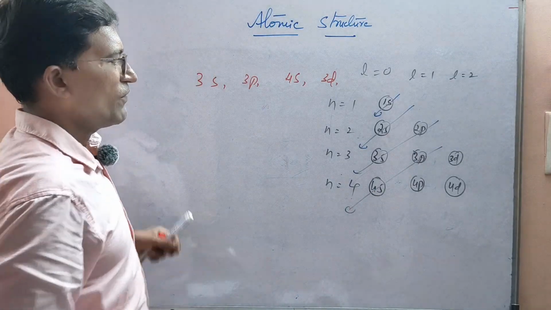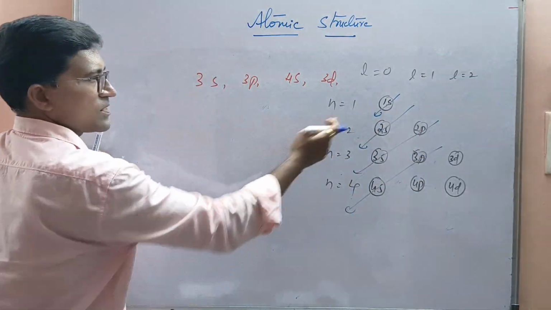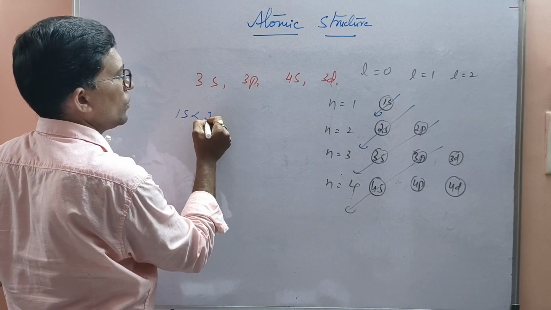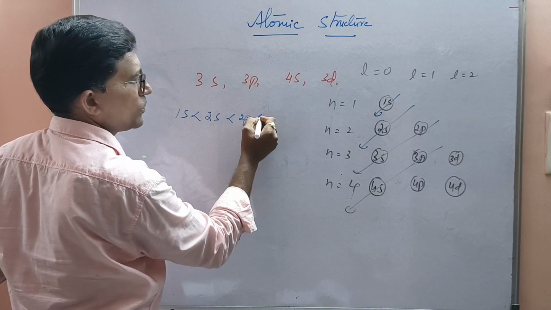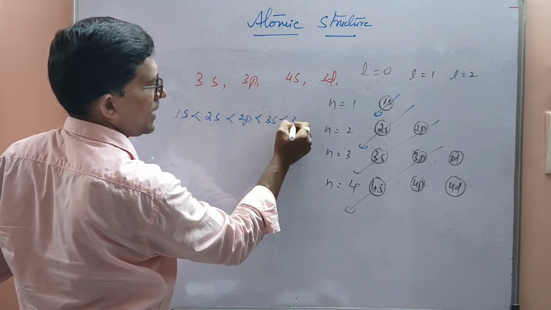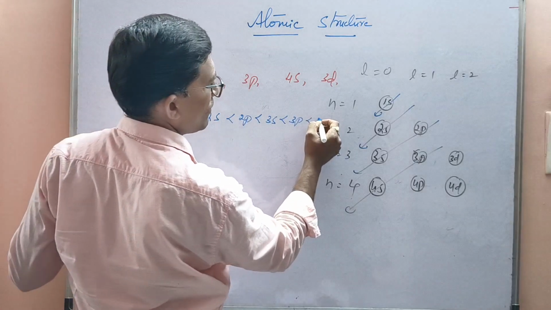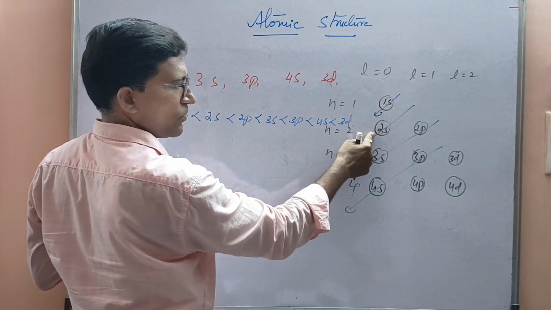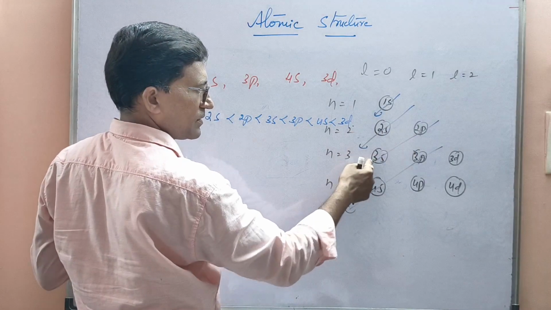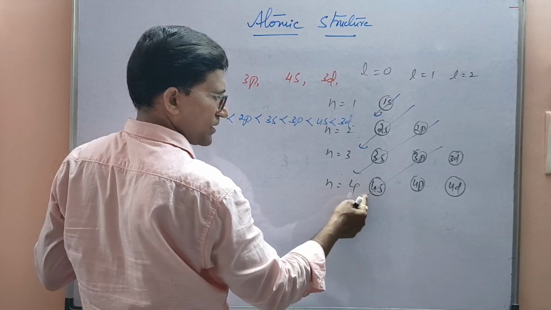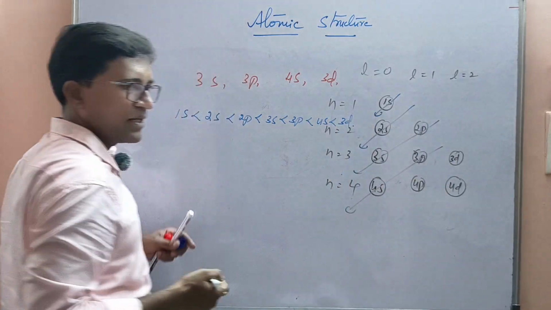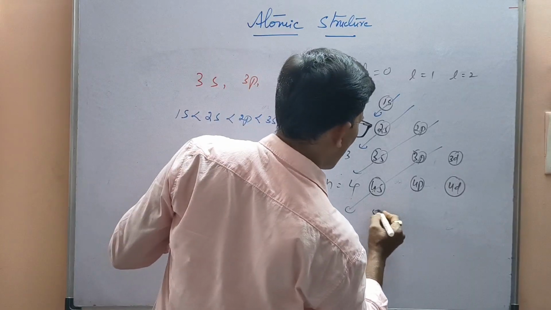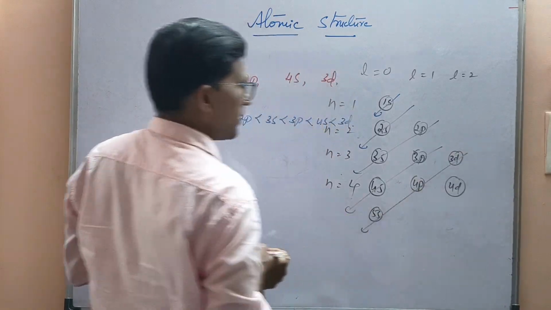Now, if I write the relative energy levels of these orbitals, 1s is having less energy. 1s is less than 2s, 2s is less than 2p, 2p is less than 3s, 3s is less than 3p, 3p is less than 4s, 4s is less than 3d. Understood? Now the order of filling is like this. If I complete this, here is 5s, 3d, 4p, 5s.